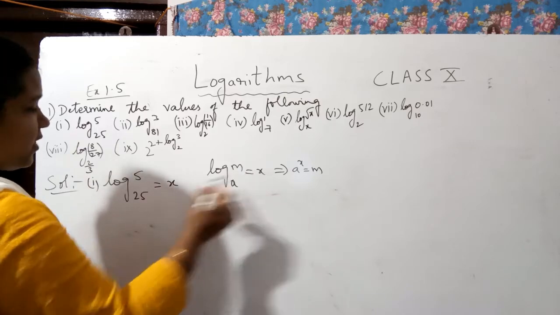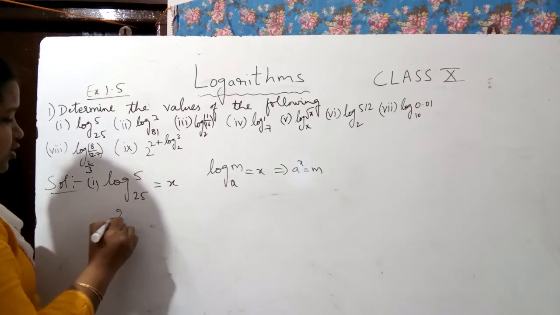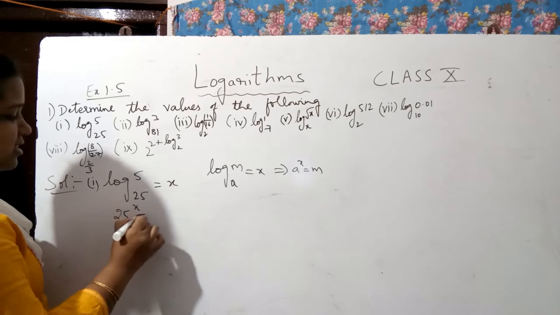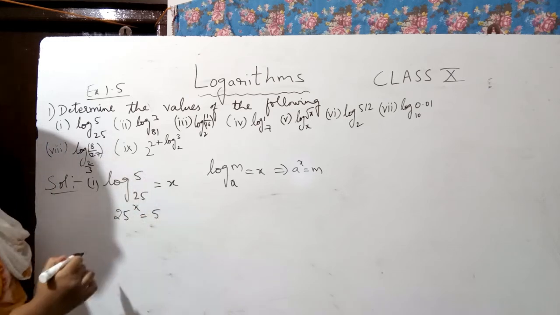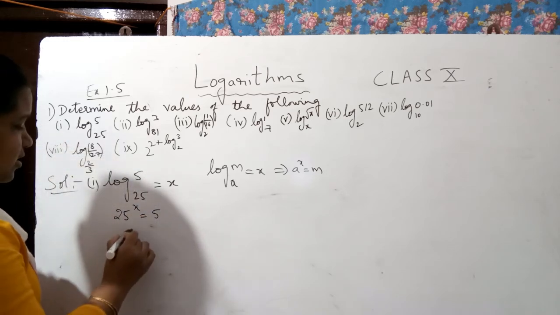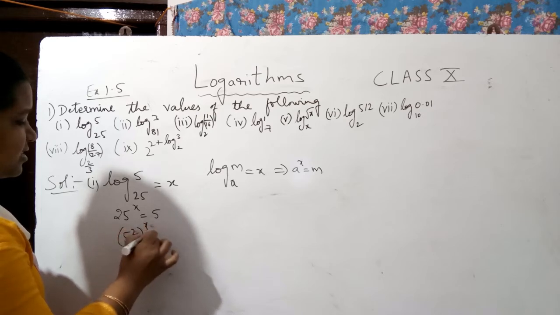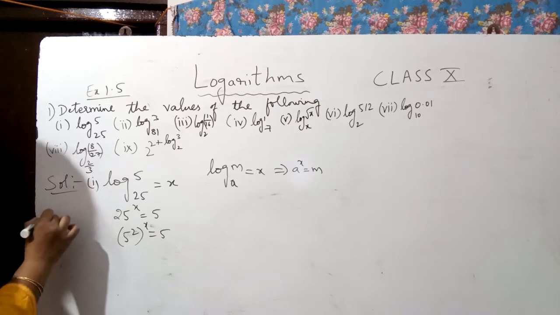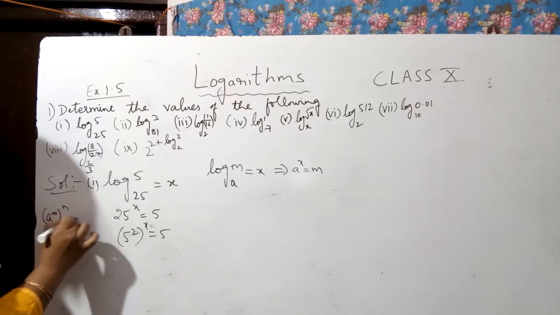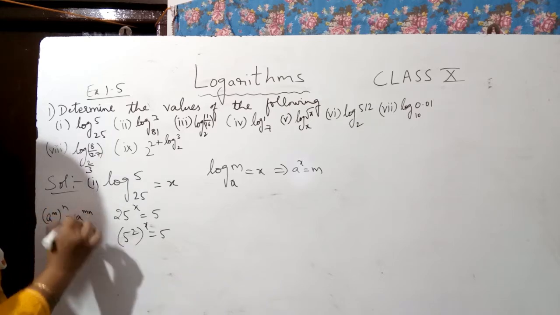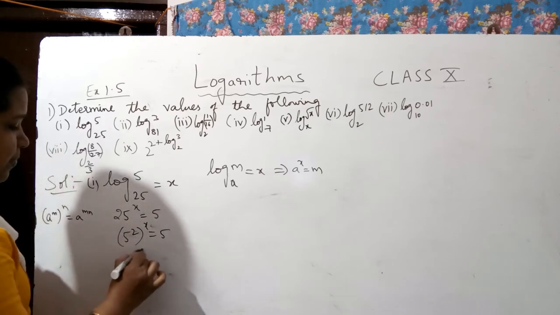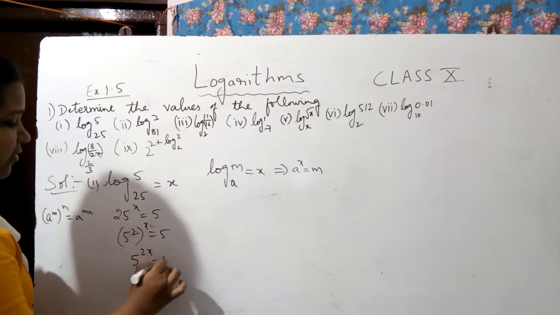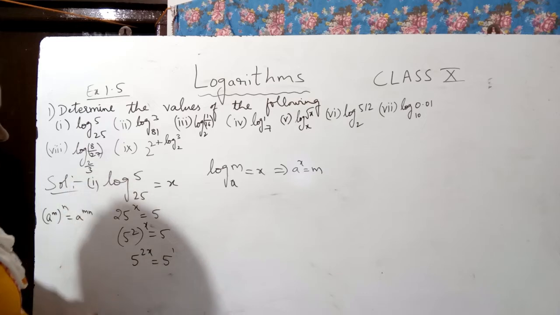A power x is equal to m. So similarly, we get 25 power x is equal to 5. But 25 can be written as 5 square. So 5 square whole power x is equal to 5. The formula for a power m whole power n is a power mn, m into n. So I'll get 5 power 2x is equal to 5. Here nothing is there, which means it is power 1.